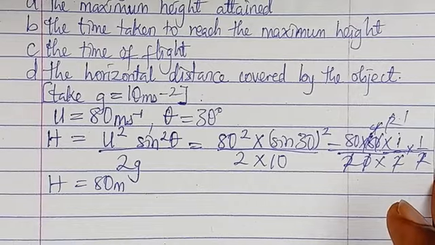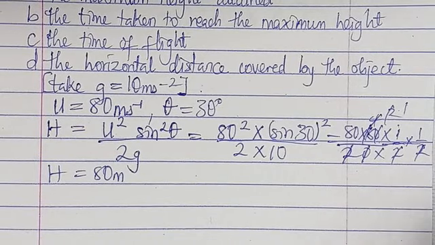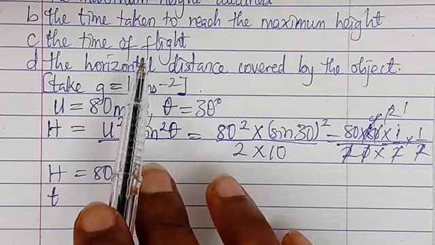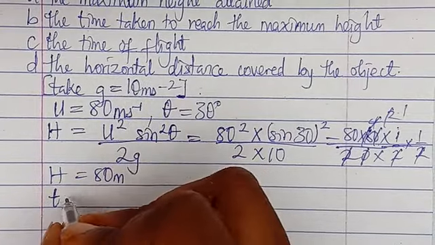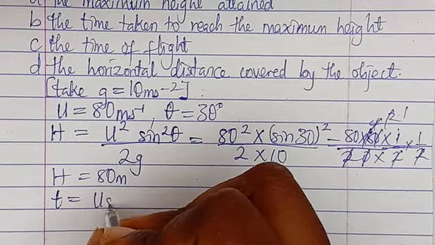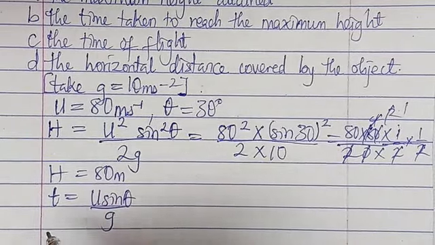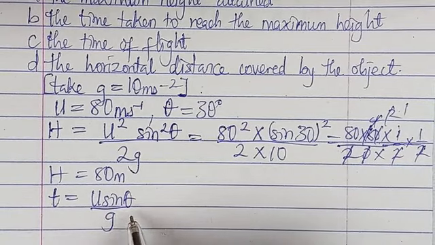Okay, so the second thing we have to solve for is the time taken to reach maximum height. So this is not the time of flight, just the time. Time taken to reach maximum height is u sine theta over g. Now, if it was time of flight, it would have been 2u sine theta over g.